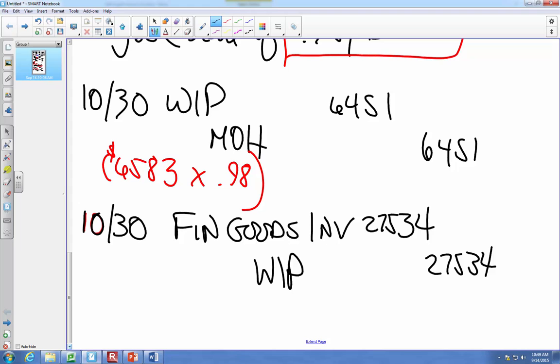$14,500 plus $65.83 plus $64.51. Actual direct materials plus actual direct labor plus applied manufacturing overhead. And you're going to always have all three of those things before you transfer it, aren't you? Your job's not complete until you have actual materials plus actual labor plus applied overhead. What has this done to your balance sheet?